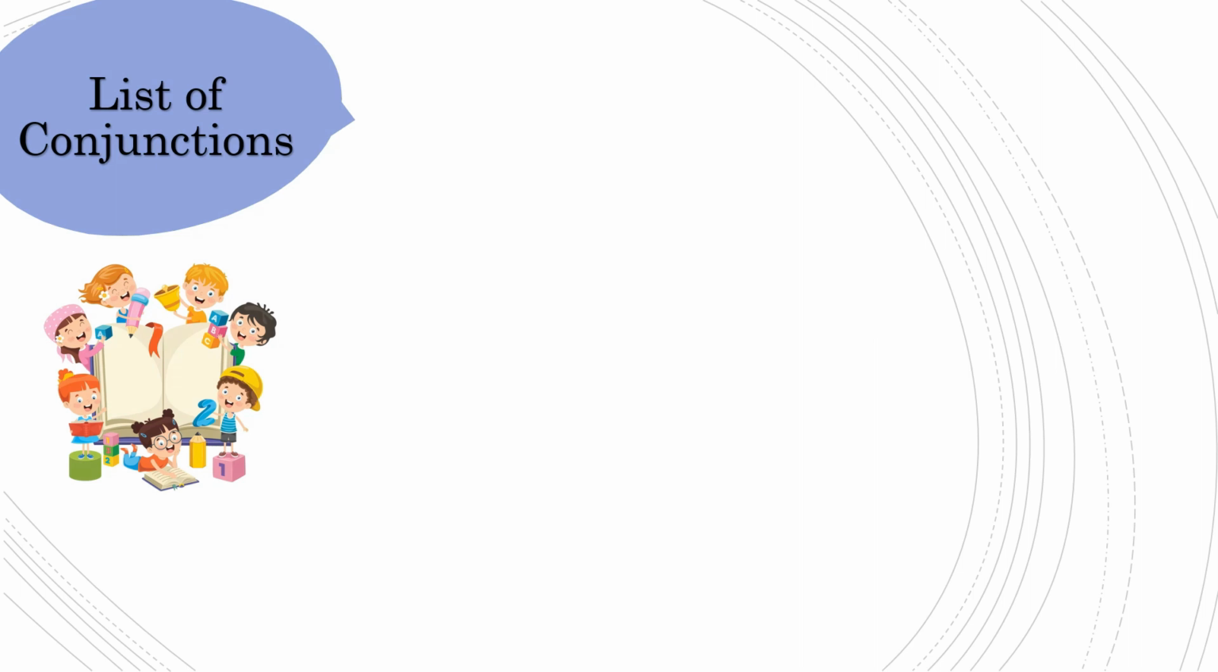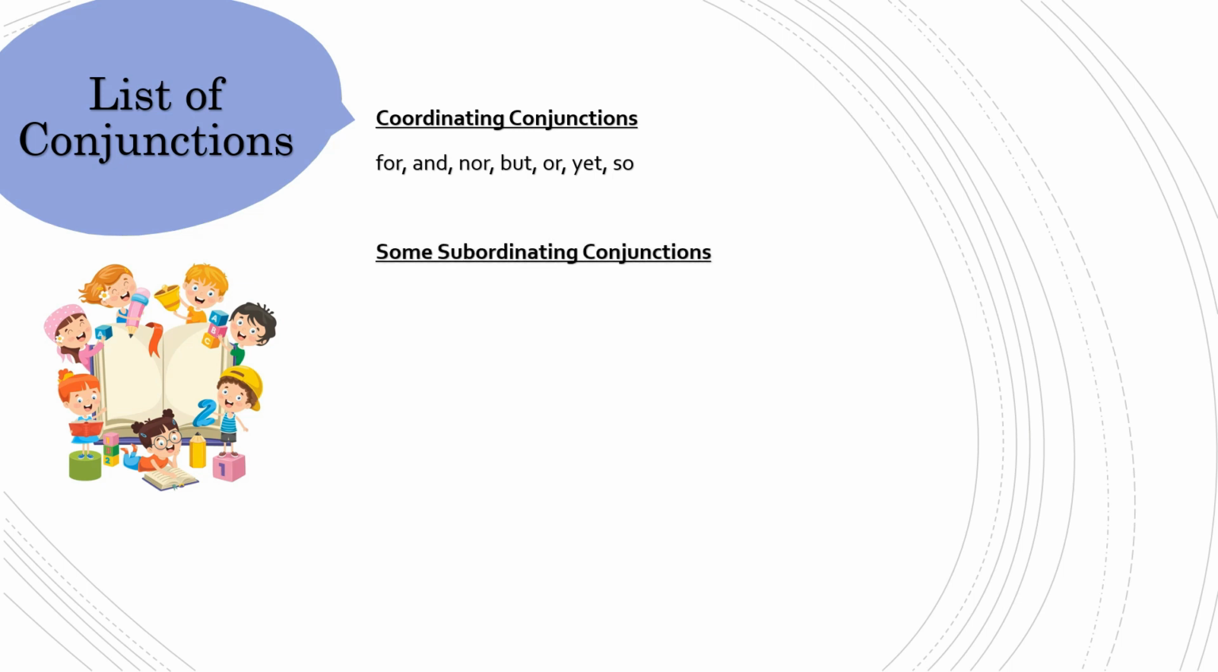List of conjunctions. Coordinating conjunctions: for, and, nor, but, or, yet, so. Some subordinating conjunctions.